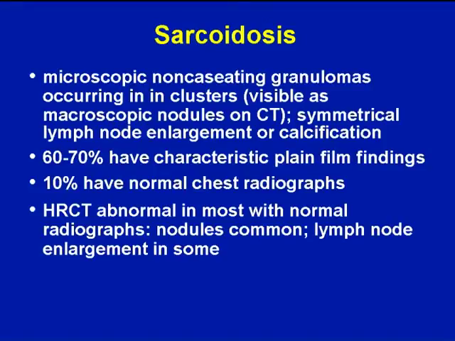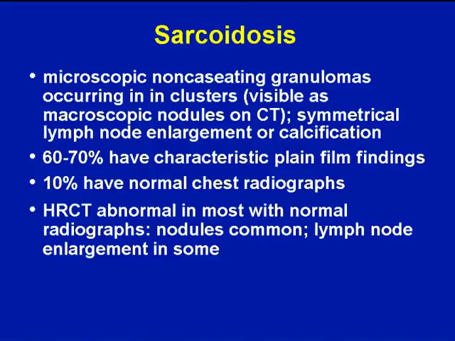Sarcoid results in the presence of microscopic non-caseating granulomas that occur in clusters, and it's the clusters we can see on CT, not the individual granulomas. Symmetrical lymph node enlargement or calcification also may be seen. 60 to 70% of patients have characteristic plain film findings that can lead you to the diagnosis. 10% or so have normal chest radiographs.